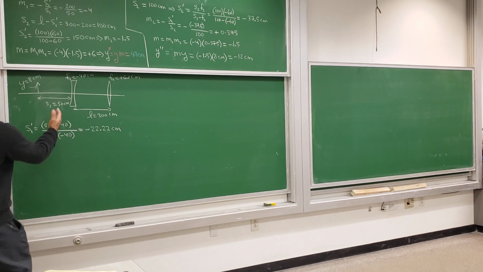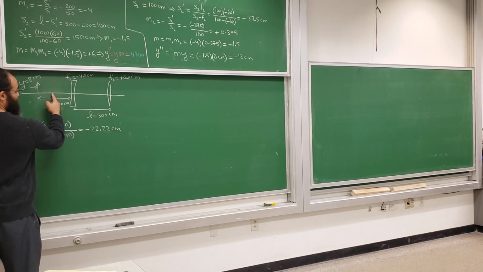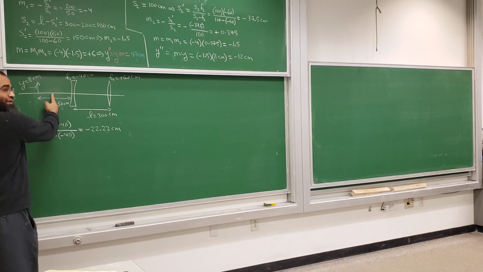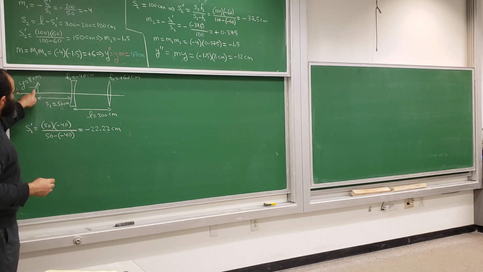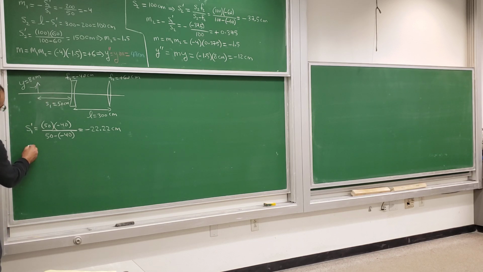So that image is going to be where? Here, right? It would be upright. Why is it upright? You can figure out the magnification, it would be positive. But this is a diverging lens. If you put an object here, it will create a virtual image of that object, which is upright and smaller. So let's figure out the magnification.